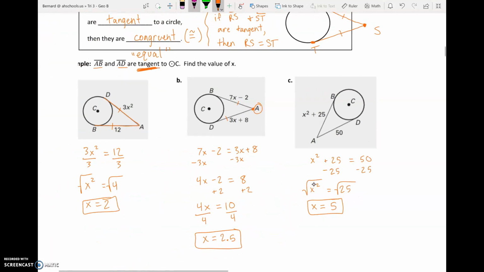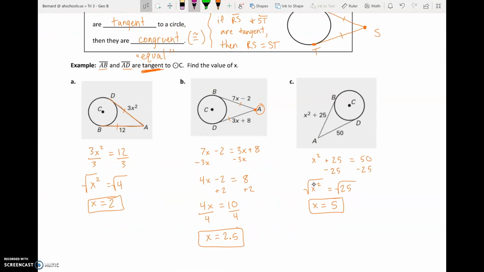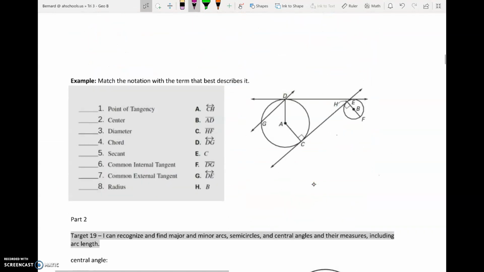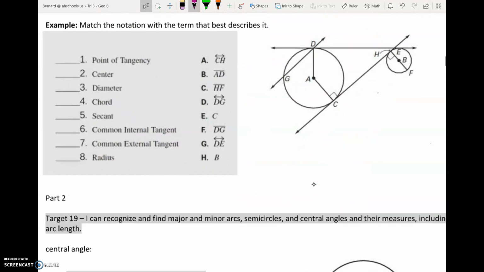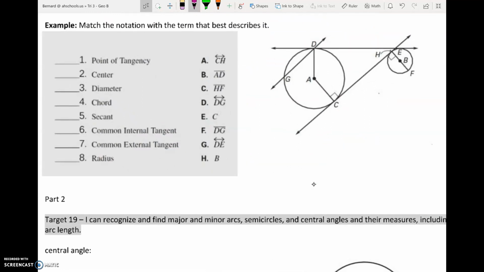Perfect. So two tangent lines coming from the same point, set them equal to each other, solve for the variable. All right, last thing for the day, let's just review the new words we've learned, and we're going to match them to what we see in this diagram. So let's just go 1 through 8.